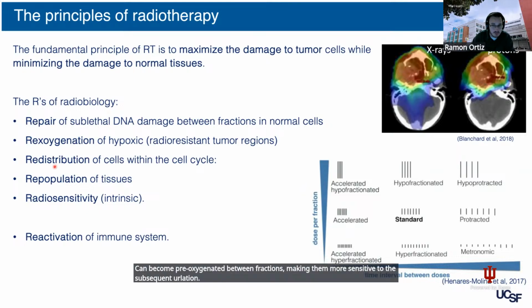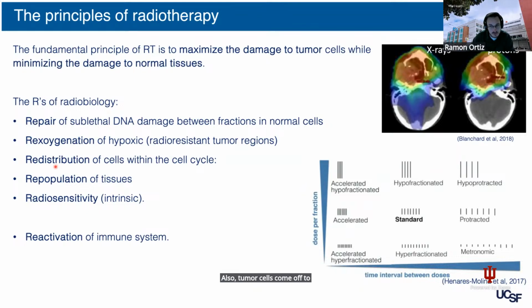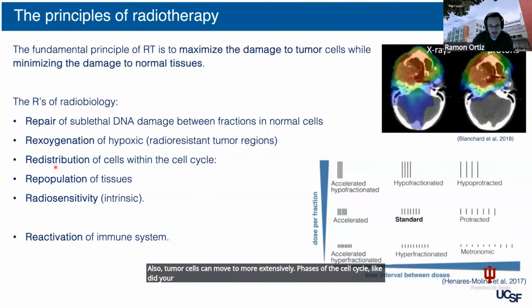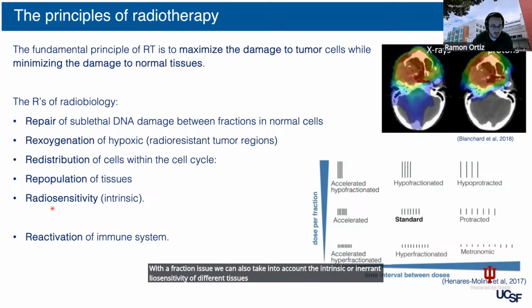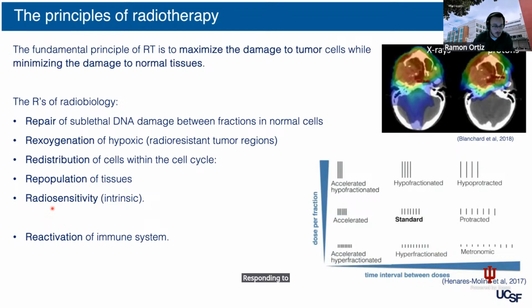Also, tumor cells can move to more radiosensitive phases of the cell cycle, like G2 or M phases, between these fractions. Also, between fractions, damaged normal tissue can repopulate. And with fractionation, we can also take into account the intrinsic or inherent radiosensitivity of different tissues that may be early or late responding to radiation.